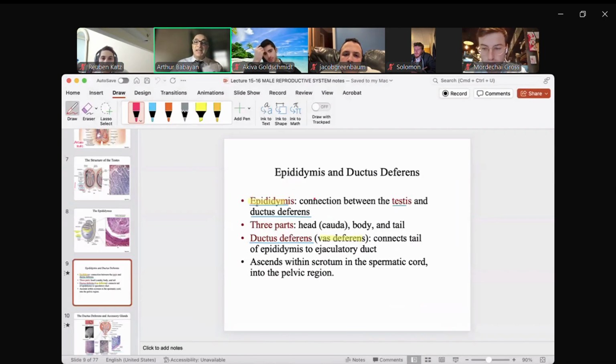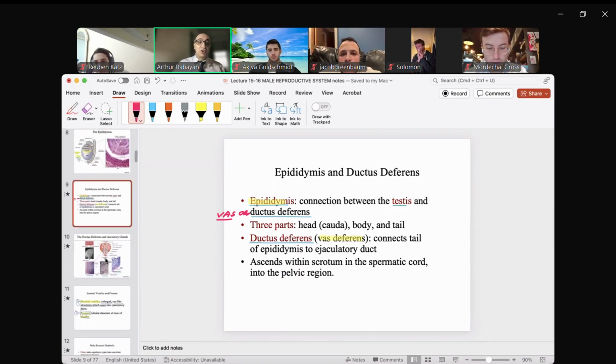And the epididymis is the connection between the testis and the ductus deferens or vas deferens. The ductus deferens has a head, a body, and a tail. The ductus deferens, vas deferens, connects the tail of the epididymis to the ejaculatory duct. I already showed you that.